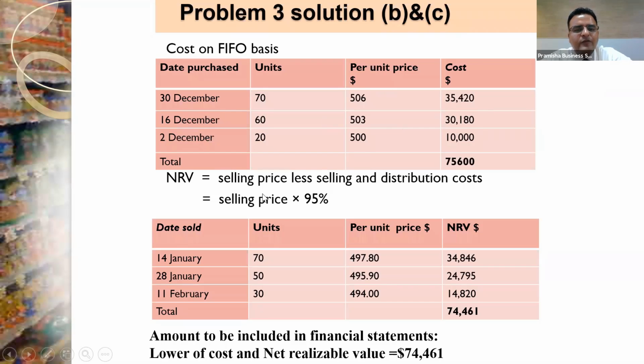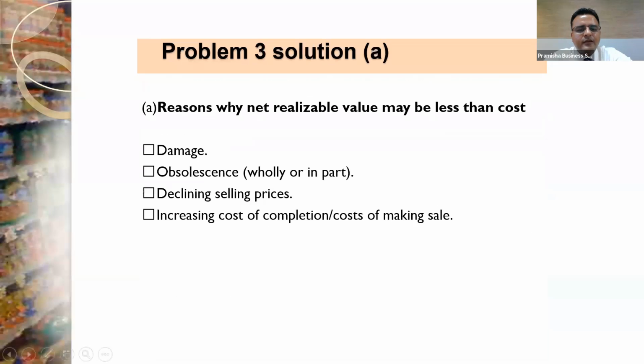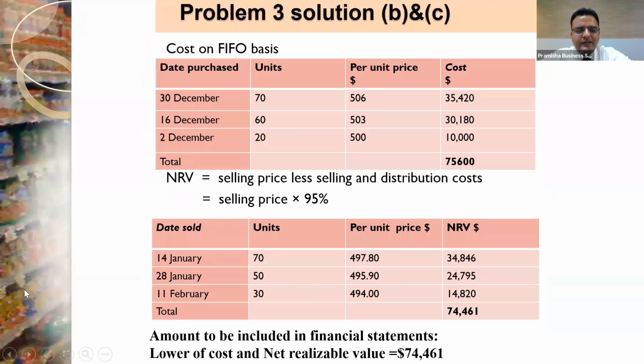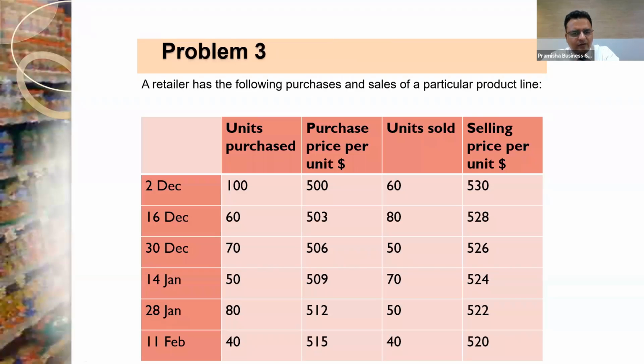Now look at NRV. NRV is 5% less. So whatever is the selling price, the selling price is 524, it is 5% less, 522, 5% less, 520, 5% less. This will be applied as if we would have sold 50 units, we would have been successful in selling them at 524, 80 units at 522, and the remaining 20 at the rate of 520. So we would have been successful in selling 70 units on 14 January.